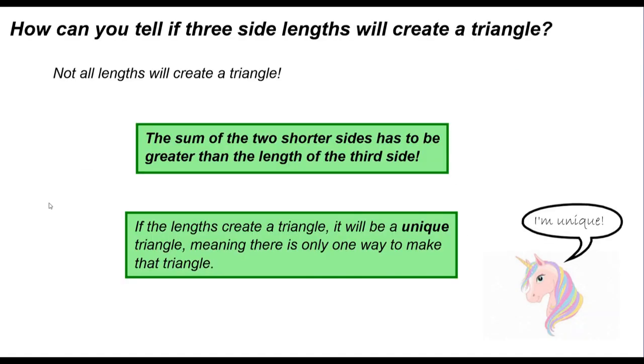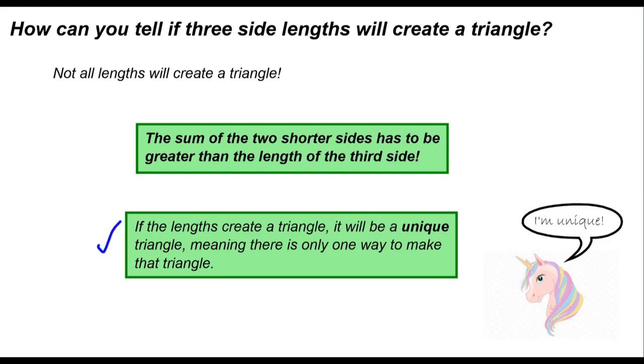So you can see that if we have two side lengths that are not as long as the third side, that won't create a triangle. But if the two shorter sides are longer than the third side, then we will have a triangle. And another thing to note: if the lengths create a triangle, it will be a unique triangle.